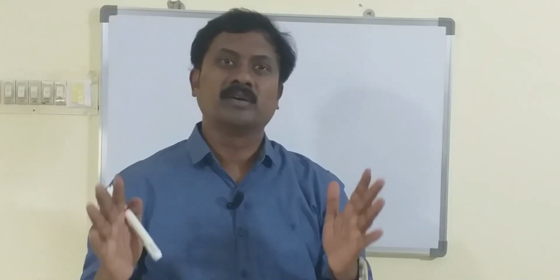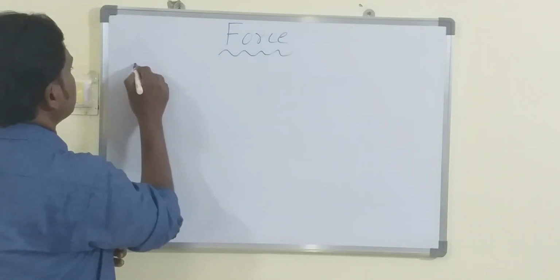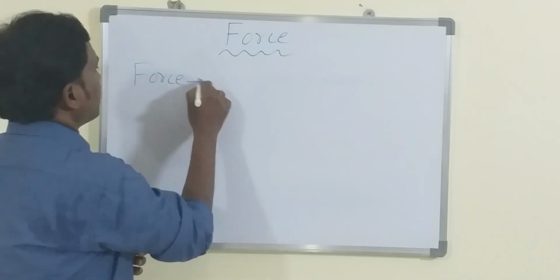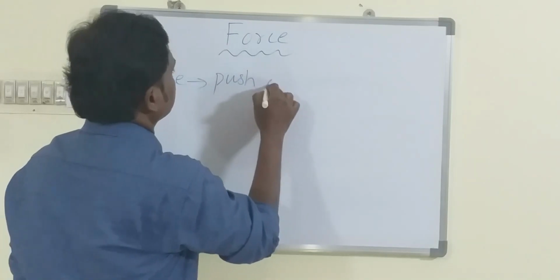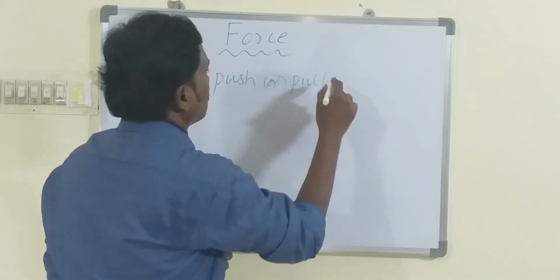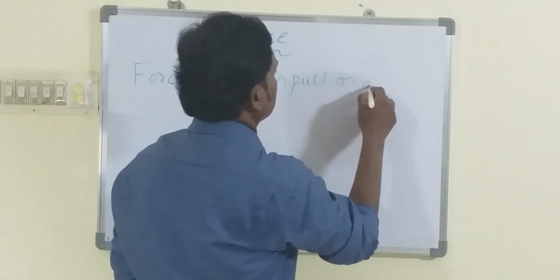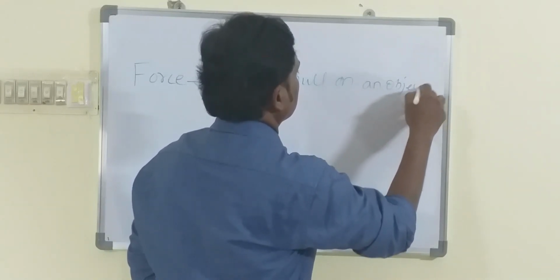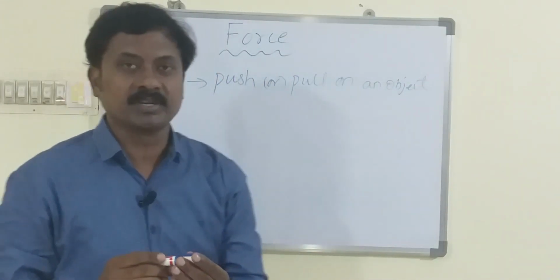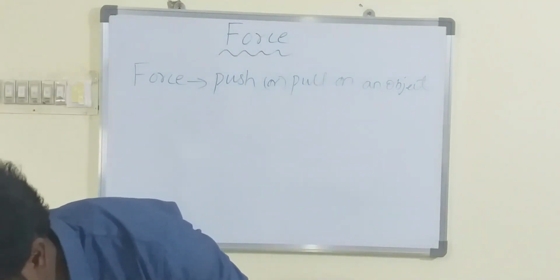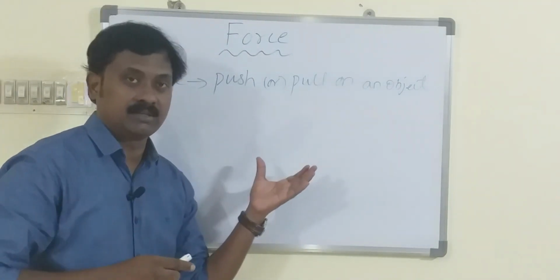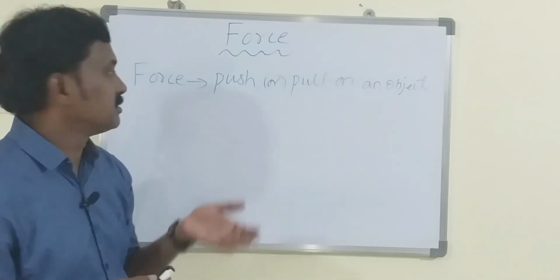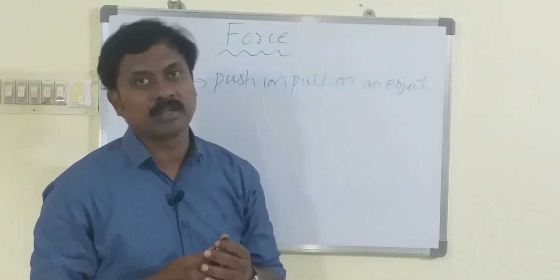Okay children, from the examples which you have observed just now, we can define force in simple terms as push or pull. Let me write. Force in simple terms is defined as push or pull on an object. This is not a definition according to physics. This is a simple way in which we can define force. It is defined as push or pull on an object.